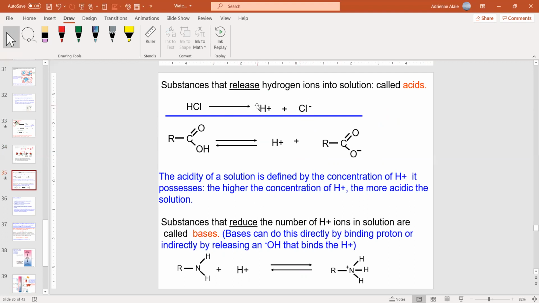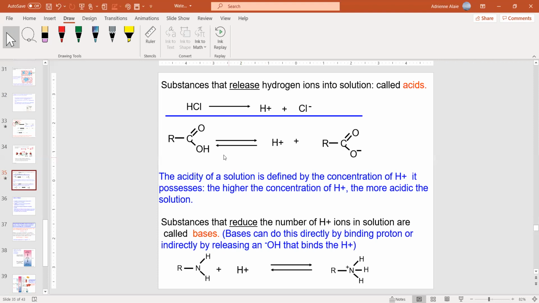Now you see this as a single arrow, which tells you that it is basically not reversible. It really just goes in one direction. You don't see these two coming together and making hydrochloric acid once they're in water, for instance.